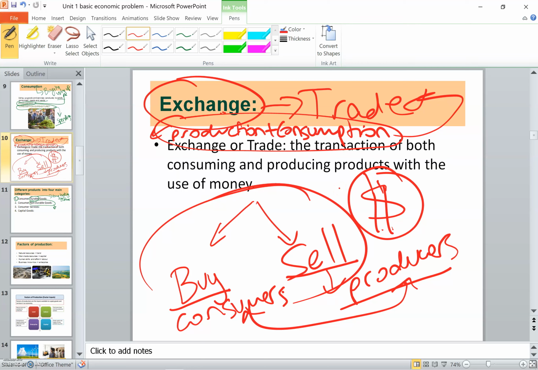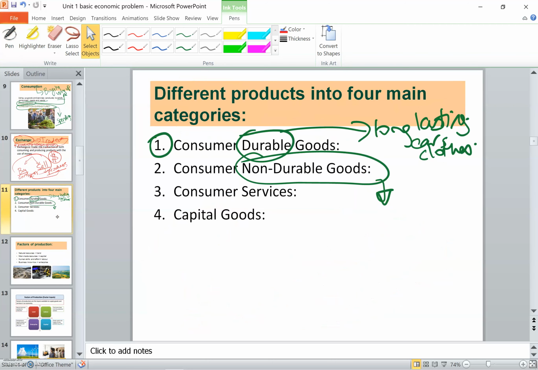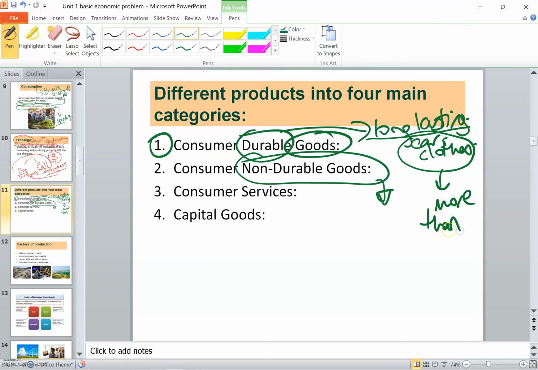Now, in the second slide, we will be talking about the products, and they are split into four main categories. The first category would be consumer durable goods. As we explained before, they are tangible, so we can see or touch them. They have physical properties. The word durable means they are long lasting. For example, cars and clothes. I can use them more than once. That's why we call them durable goods.